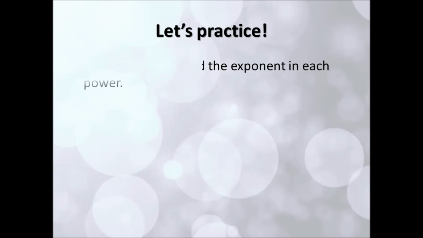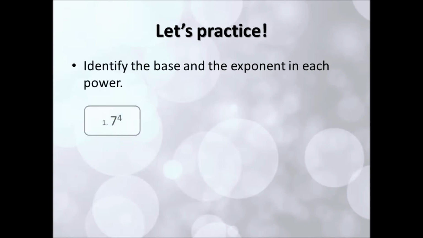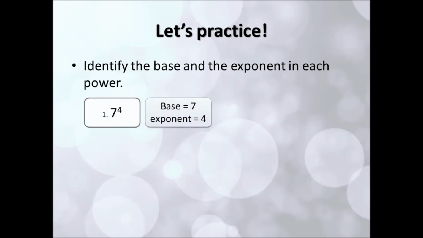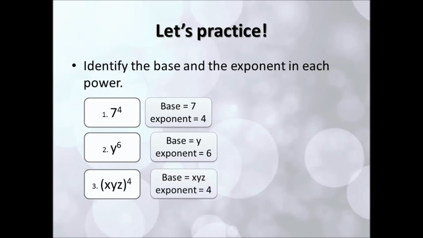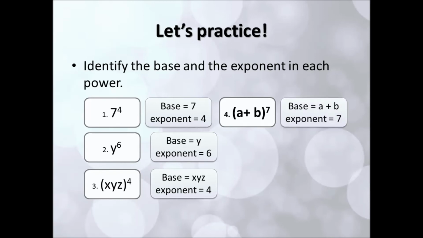Let's practice. Identify the base and the exponent in each power. Number 1, 7 to the power of 4. So what is the base? That is 7, while the exponent is 4. Number 2, y to the power of 6. What is the base? That is y, while the exponent is 6. Number 3, quantity x, y, z to the power of 4. What is the base? That is x, y, z, while the exponent is 4. Number 4, quantity a plus b to the power of 7. What is the base? That is a plus b, so the exponent is 7.